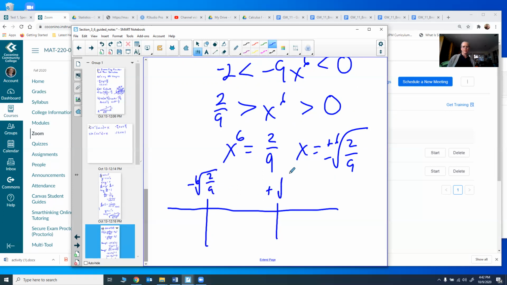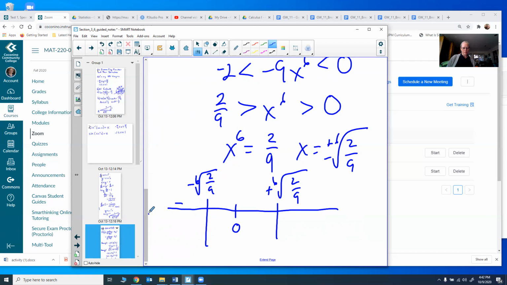And we have positive the 6th root of 2/9. And you want to look to see if it's positive or negative in those different places. So if you put 0 in the middle, because that's where 0 is, you're going to get negative to the left of negative the 6th root of 2/9. Because if I took a number smaller than that, like -5, and raised it to that power, I would get a positive number there.